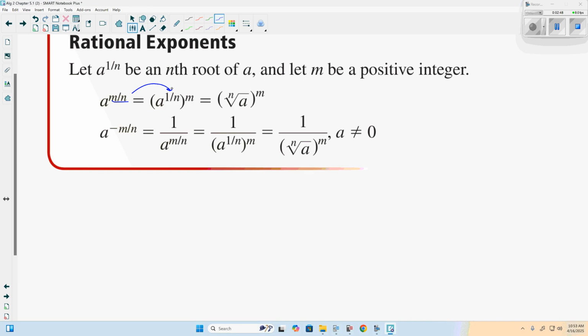A to the 1 over n is the same as the nth root of a to the nth power. And the reason we would want to do this is so that we can simplify that radical. We can simplify what's inside and then put it to that nth power. The other property is if that rational exponent is negative: a to the negative m over n. Whenever an exponent's negative, we can move it from the top of the fraction to the bottom. And then we just do the exact same thing.